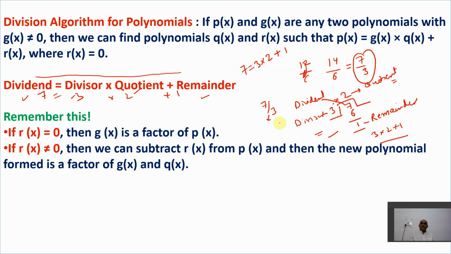I tried to explain it with the help of a very simple example. Now, let's take one example in which the remainder is 0. Now, let's say like this.